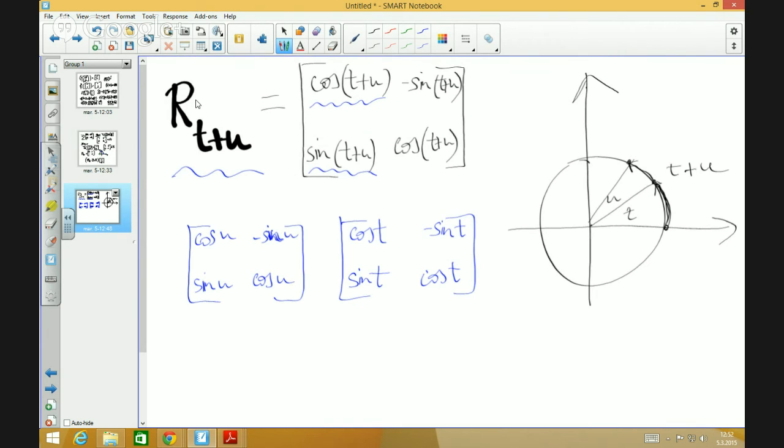So let's do this multiplication, shall we? And see what comes out. I'll give myself a little bit more room. Okay, so what happens if I multiply? I take this row and this column.